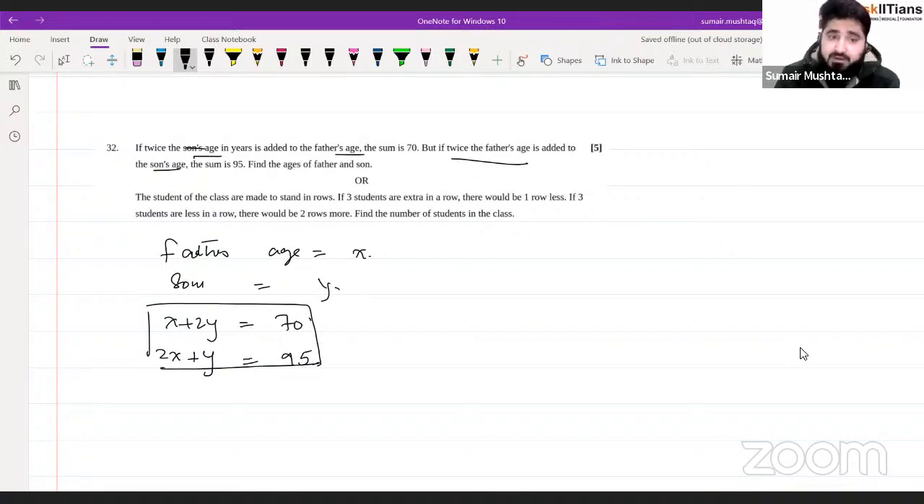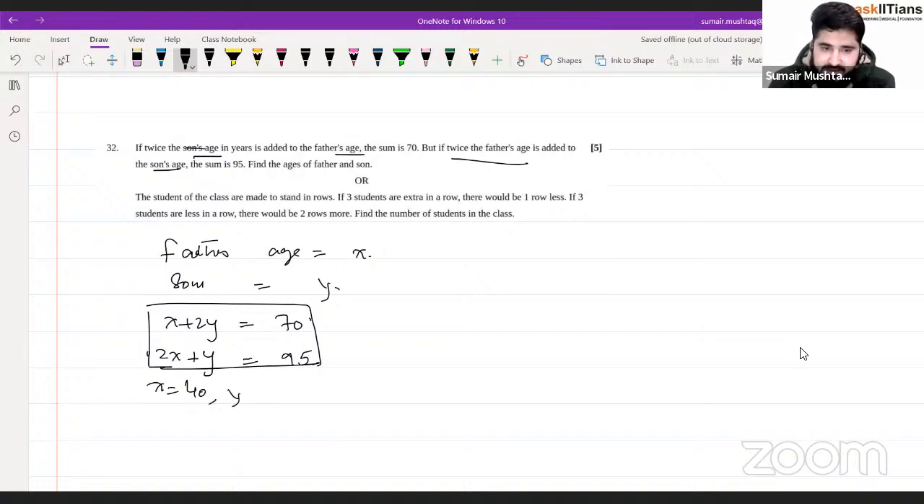And remember one more thing: at the end, when you get the value of x and the value of y, try to write that this is the father's age and this is the son's age. So I can get it by 40 and 15, 30, 40, 15. So x is equal to 40.